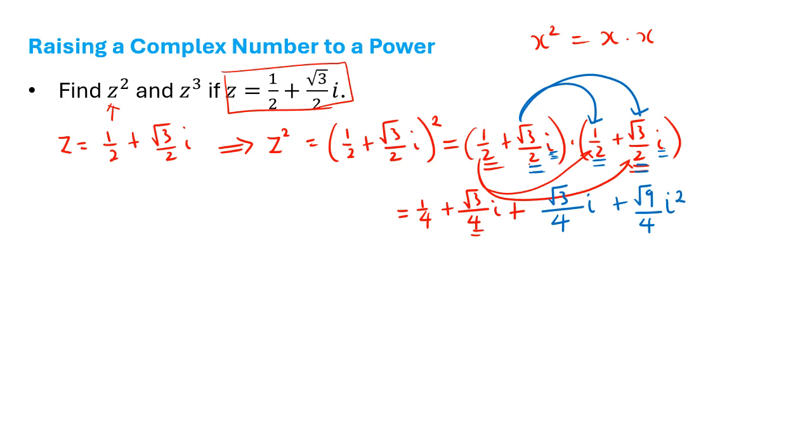If I just keep going, I get 1 over 4. Dropping this down, I can combine these two, because this is like a fraction, so I can just add and make one denominator for that, which is 4. I'm going to add square root of 3i plus square root of 3i on top. Then I move to the next. I'm going to have plus square root of 9, which is 3 over 4.